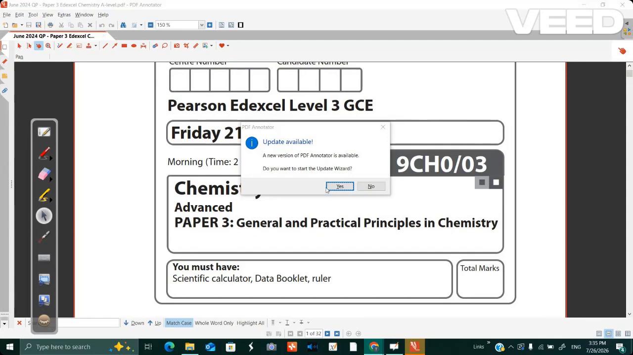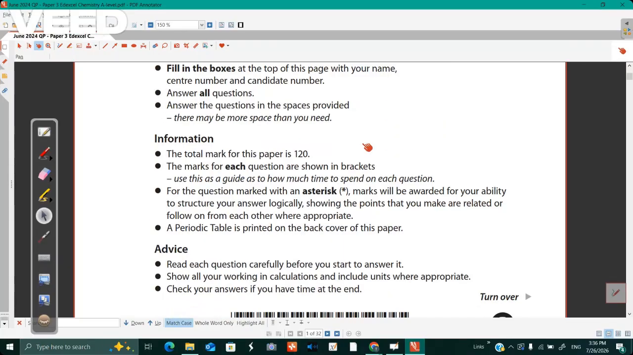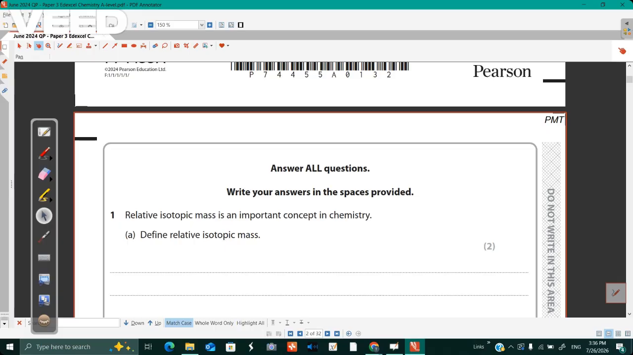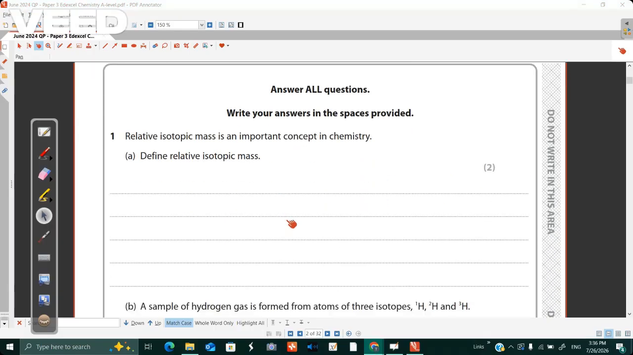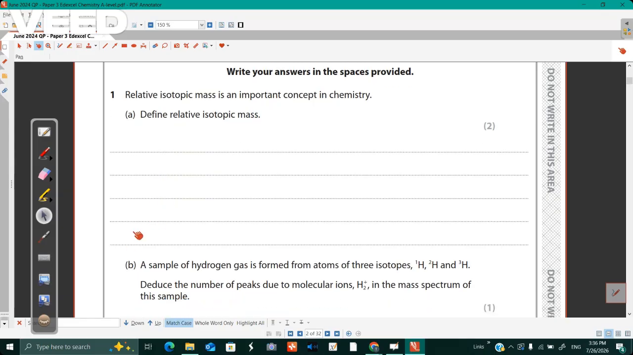This is the paper. This is not a hard one. General practical principles, right? So can you all see the screen? Right. Define the isotopic mass. Can one of you tell me what is the definition of isotopic mass?